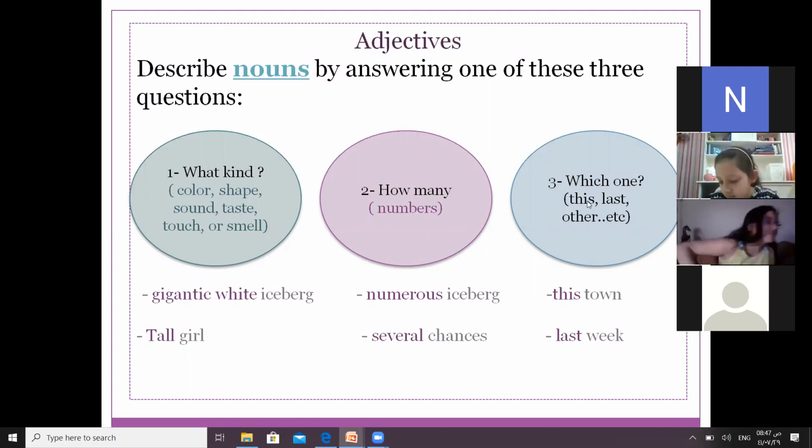Okay. Now, the last question. Which one? Which town? This town. Which week? Last week. So, when we want to ask about the adjective, we can answer by using those 3 questions. What kind? How many? And which one?